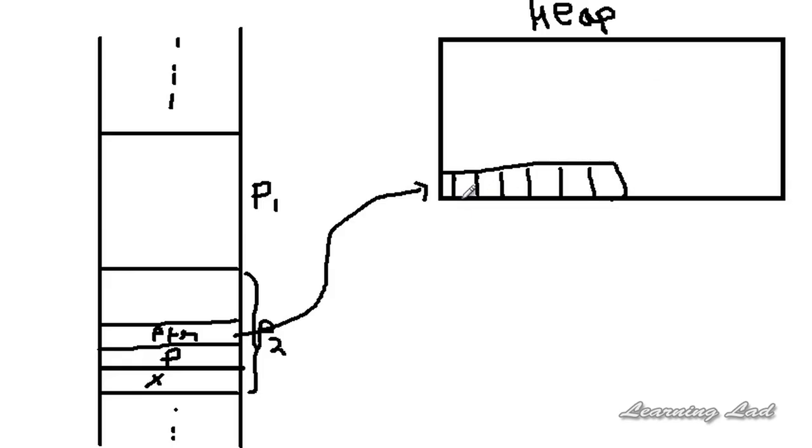So in the next tutorial we're gonna see what functions are available in C to allocate memory dynamically, and also how we can free the allocated memory. So this is it, guys. This is about dynamic memory allocation.